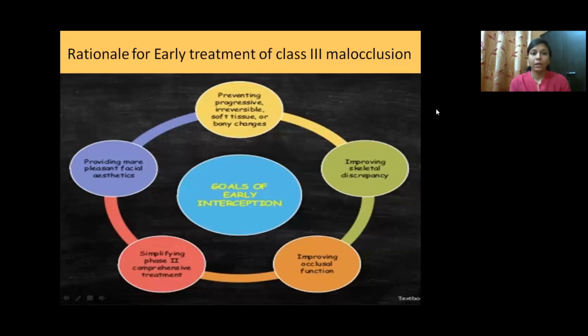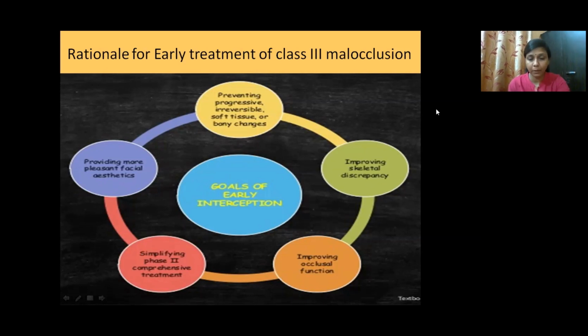Then coming to the early treatment of class 3. Most of the time it has been suggested that the class 3 malocclusion should be treated as soon as it is seen. So what is the rationale behind this? Early treatment for the class 3 malocclusion will prevent the progressive irreversible soft tissue or bony changes that will ultimately lead to improving the skeletal discrepancy and also improve the occlusal function. So if we are able to achieve these things, that will simplify our phase 2 comprehensive treatment.